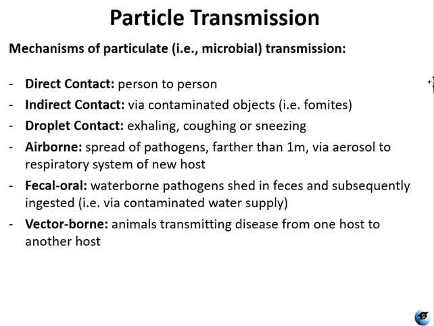Direct contact transmission is self-explanatory. You have to touch it. Indirect contact transmission usually involves a contaminated object or a fomite. A fomite is an inanimate object. Fomites facilitate indirect transmission when they come into contact with a particulate and subsequently come into contact with the host.